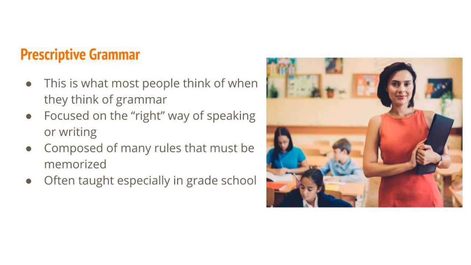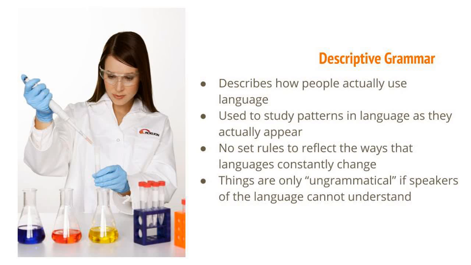First of all, what is prescriptive grammar? This is what most of you will probably think of when you hear the word grammar. Prescriptive grammar is a set of rules that explains the right way of speaking or writing. And this is often what's taught to you in your English classes, especially in grade school. On the other hand, descriptive grammar is used by linguists to describe how people actually use language. It's used to study patterns in language as they actually appear, instead of using set rules.